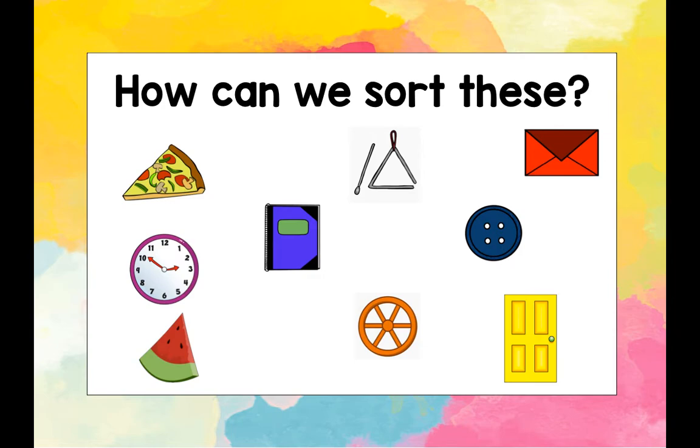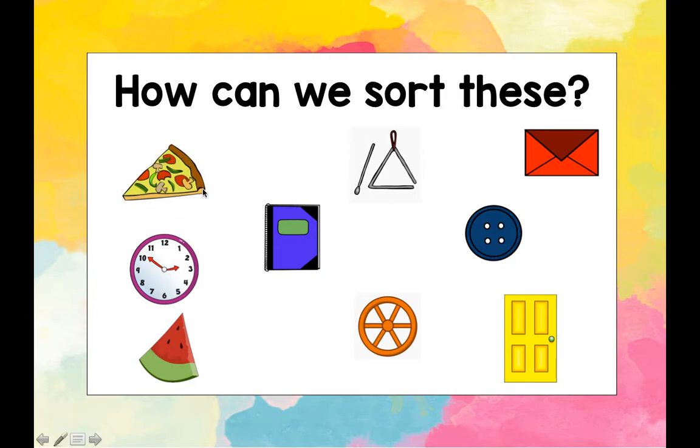We have things that are different colors, right? But do you see things that are more yellow than just the door? Well, maybe the pizza. Do you see things that are more purple? This one, maybe. Do you see things that are more red? The watermelon and the envelope. Do you see anything that's brown besides the wheel? Or silver besides the triangle? Or blue besides the button? No, those are by themselves, so that doesn't make sense. We could put them into groups based on color, but what I think I'm going to do is sort these by shapes. Because I see different shapes.